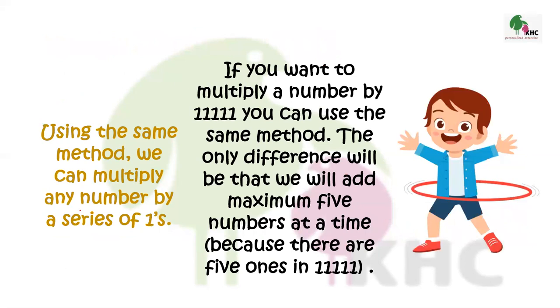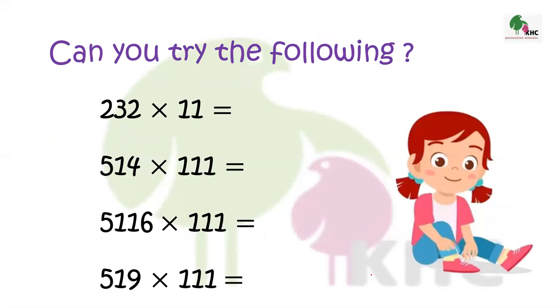Using the same method, we can multiply any number by a series of ones. If you multiply a number by 5 ones, maybe, you can use the same method. The only difference is we have to add 5 digits at a time because there are 5 ones in 11,111. All right. Now you can try these questions and you can solve them and you can verify your answers.